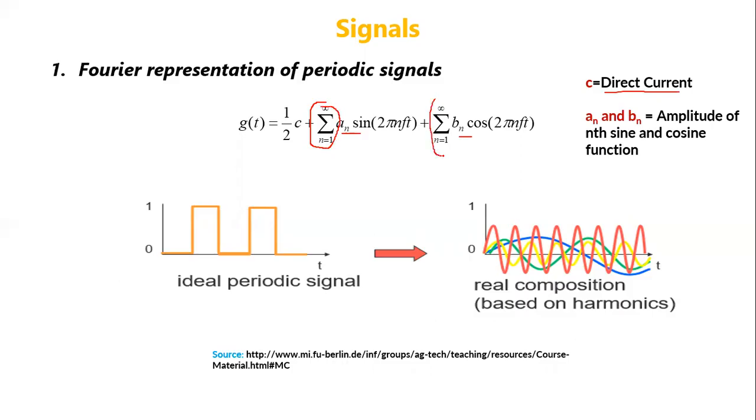This also is going from n equal to 1 to infinity. So we are basically discussing here how to construct a periodic signal. To construct an arbitrary periodic signal, an infinite number of sine and cosine functions is needed.